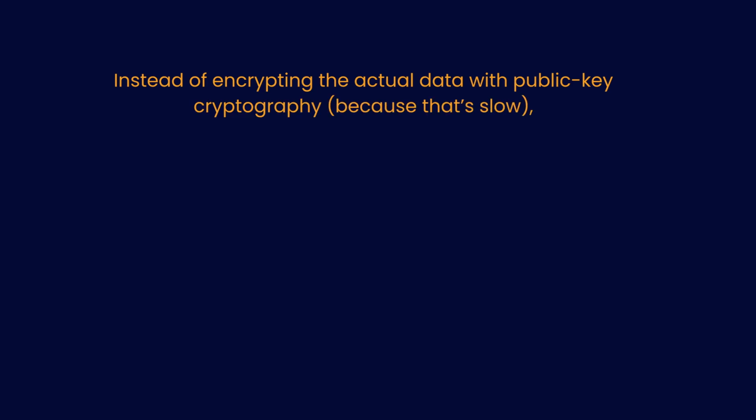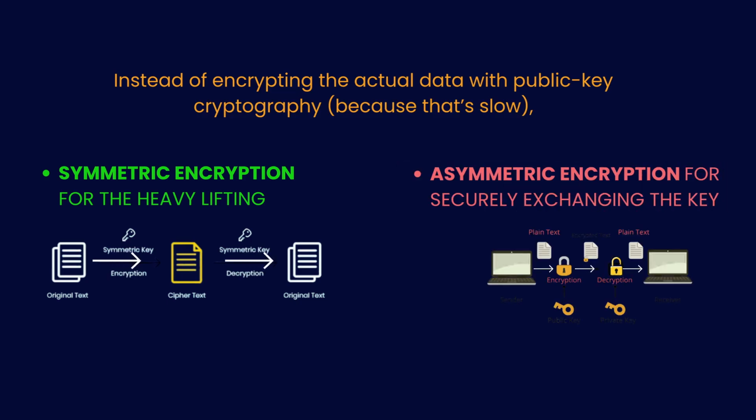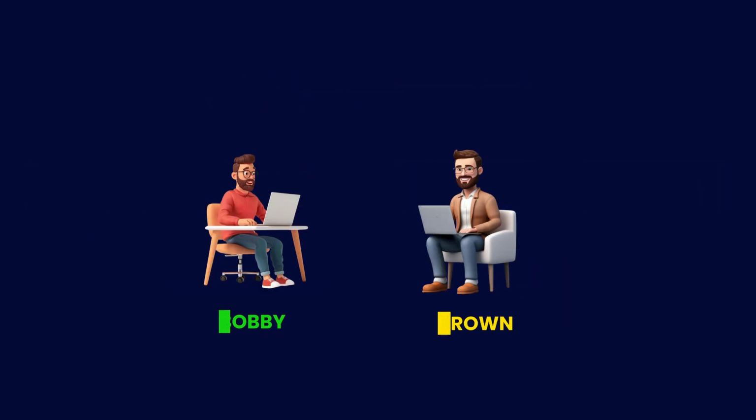Instead of encrypting the actual data with public key cryptography, because that's slow, you guessed it, we use symmetric encryption for the heavy lifting. And we use asymmetric encryption for securely exchanging the key. Here's what the process looks like. Let's use Bobby and Brown.